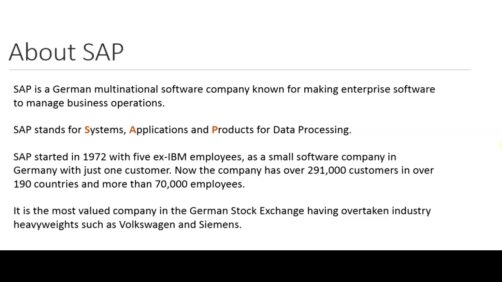It is the most valued company in the German stock exchange, and they have overtaken industry heavyweights like Volkswagen and Siemens. Now, in a country like Germany, where engineering has been renowned, a software company like SAP over the last 40 to 50 years has become the #1 company in Germany. So it just tells the achievement and how organically SAP has grown over the last few decades. It's also the 3rd largest enterprise software making company after Microsoft and Oracle.